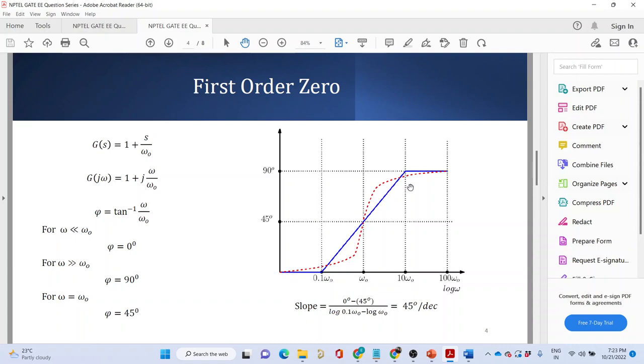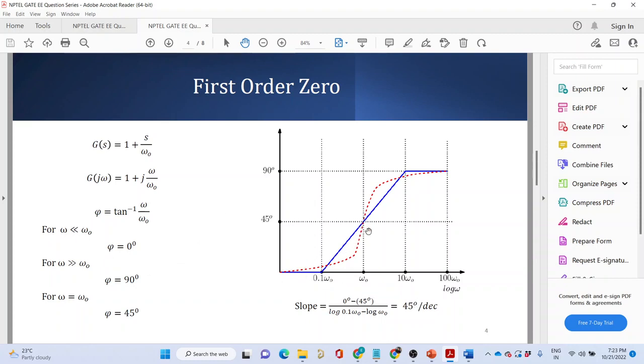So what all we have learned: when there is a single pole, the slope would be minus 45 degree per decade. When there are double real poles, the slope would be minus 90 degree per decade. When there is a single zero, the slope is 45 degree per decade. Similarly, when there are two zeros, it will be 90 degree per decade.